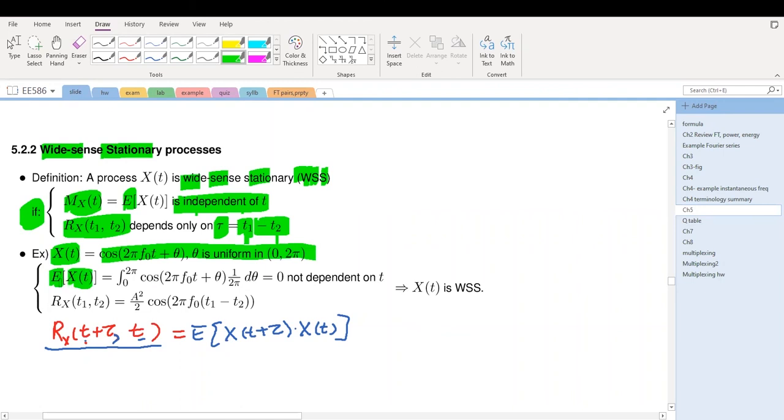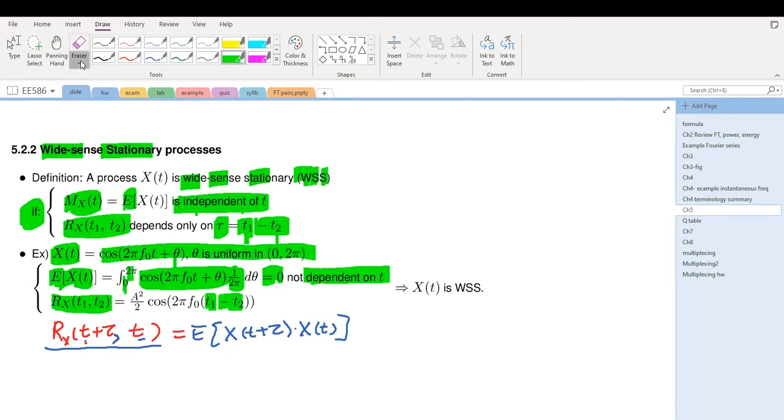Let's look at this random process. We know the mean of this random process: this is a function of theta, and this is the PDF of theta, and we do the integral from 0 to 2 pi, and that equals 0. So the mean does not depend on t. And the autocorrelation we just derived is a function of t1 minus t2, that is tau. So in this case, this random process is a stationary process.